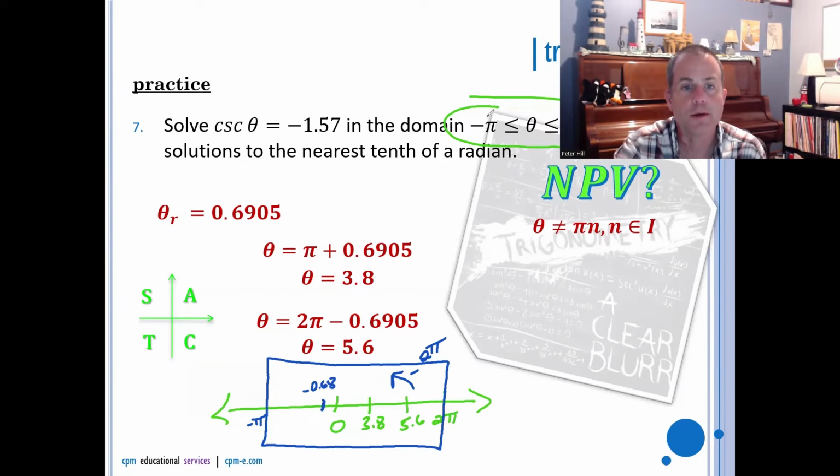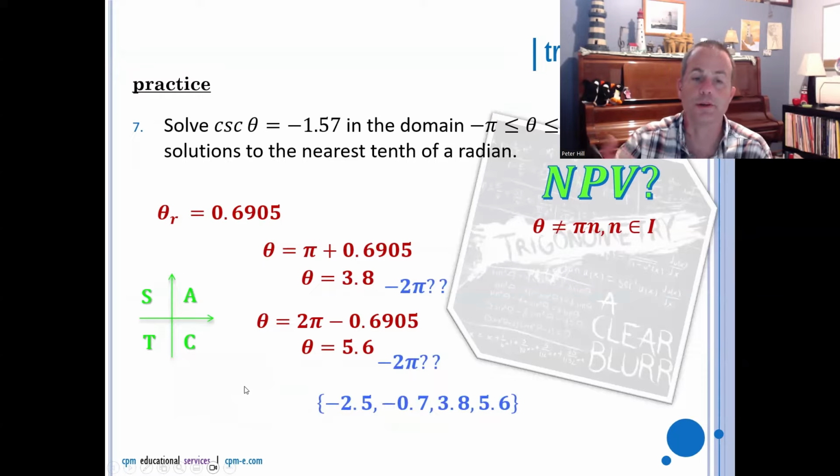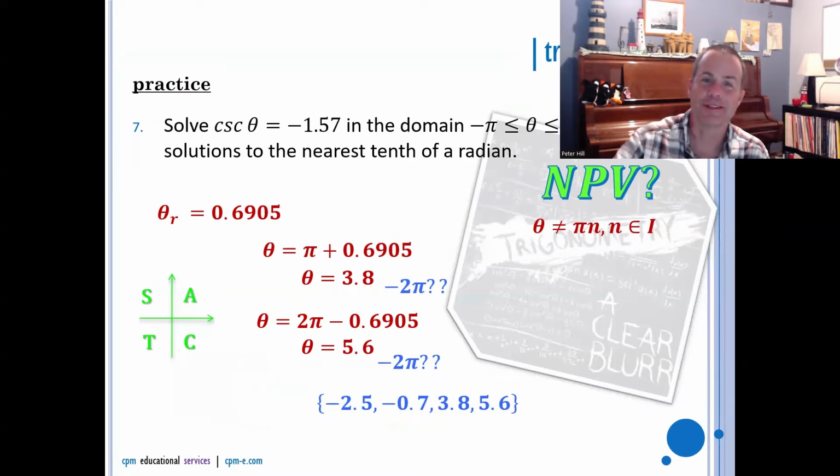Now remember, negative pi is negative 3.14, so negative 2.48 is totally okay. It is also within that window. So I'm going to have 4 different answers here, given the domain that has been specified to me. When rounded, I get negative 2.5, negative 0.7, 3.8, and 5.6.